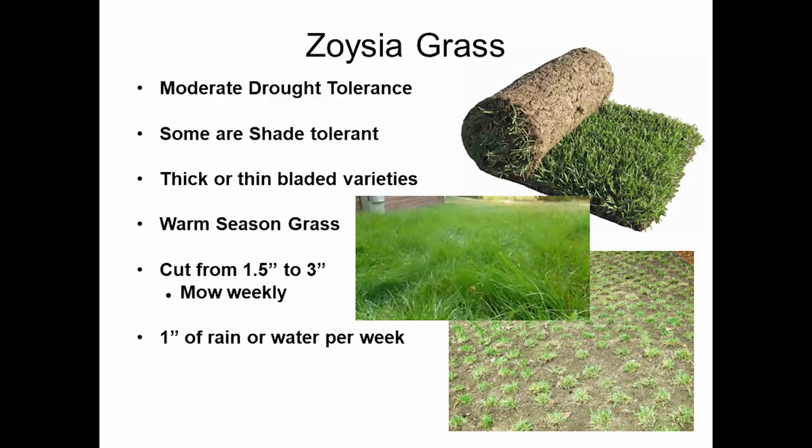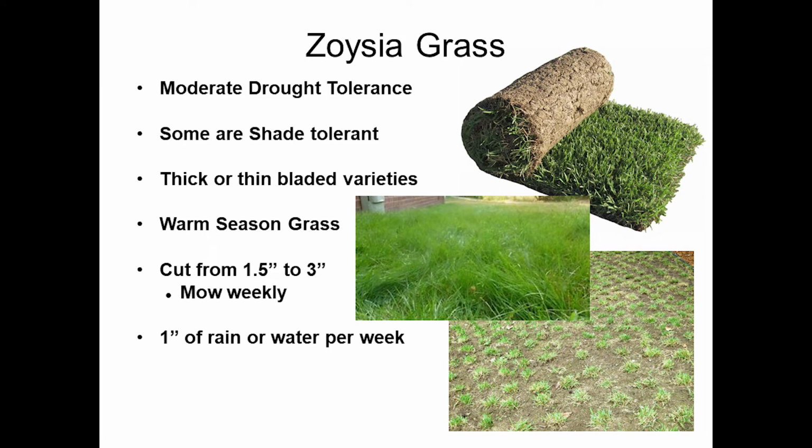There are two different varieties. There's two main species of zoysia grass. You've got Zoysia japonica and Zoysia madeira. The japonica is the wide-bladed grass. The madeira is the thin-bladed grass. So you can get both thin or thick-bladed varieties. Each variety has got its own little characteristics that work well, so you have to do a little bit of research into that if you want to go with a zoysia.